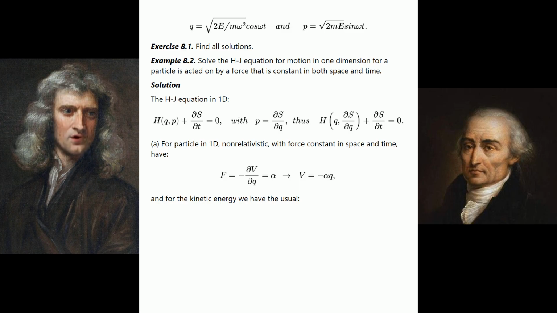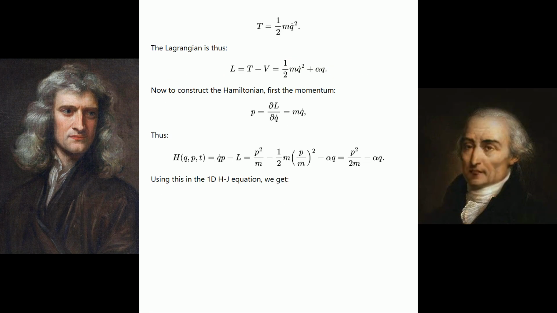Solution. The HJ equation in 1D, see the next equation. For a particle in 1D, non-relativistic, with force constant in space and time, we have F equals negative the fraction with numerator partial differential V and denominator partial differential q, equals alpha, right arrow V equals negative alpha q. And for the kinetic energy we have the usual T equals 1/2 m q dot squared. The Lagrangian is thus L equals T minus V equals 1/2 m q dot squared plus alpha q.